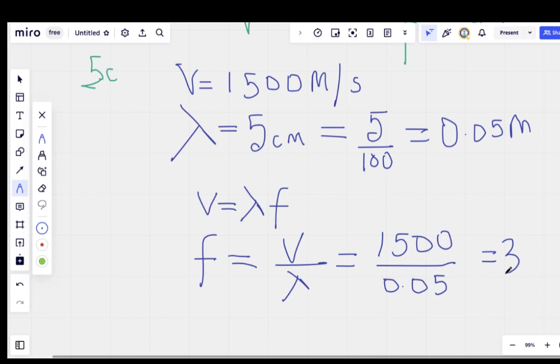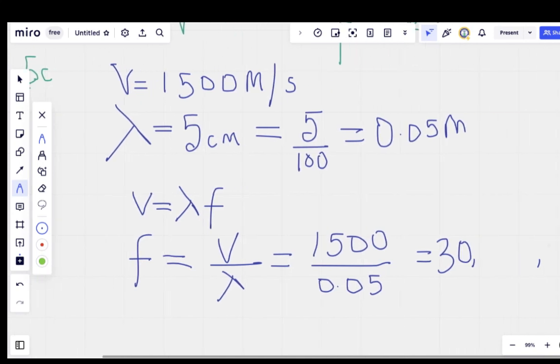The frequency is 30,000 hertz. Now we can put it in kilohertz in order to make the number not too big. Remember, you have to put the unit of anything you do. Hertz, Hz, is the unit of frequency. If you want to put 30,000 hertz in kilohertz, you divide by 1,000, and you get 30 kilohertz.